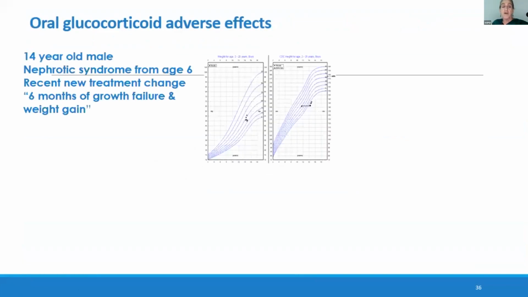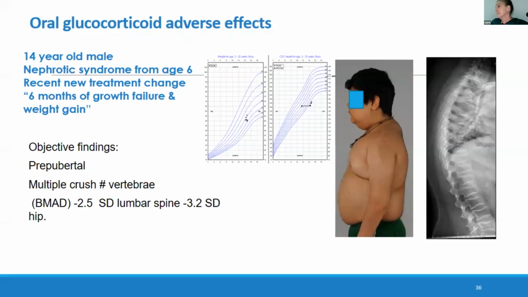Oral glucocorticoids have horrible effects. Here's a 14-year-old boy who had nephrotic syndrome from the age of 6. His parents said that they had been given a new treatment over 6 months where he'd stopped growing and had weight gain. What did we find? We certainly found vertebral fractures. What else did we find? He had Cushing's.